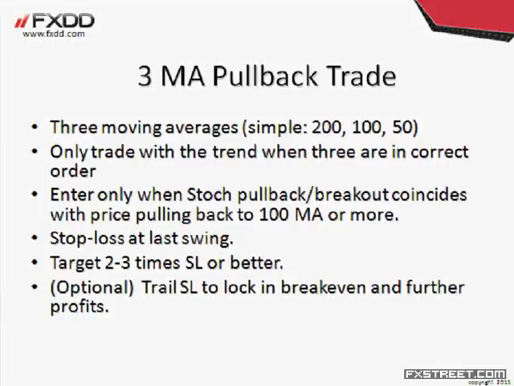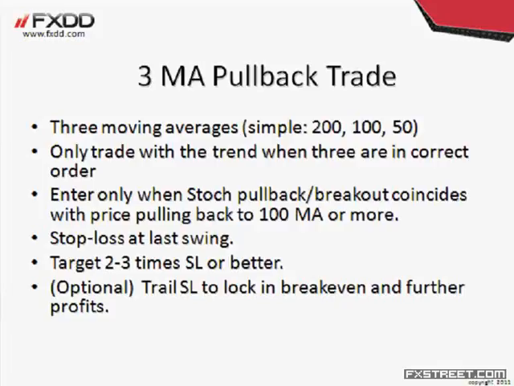Okay, so 3 moving averages. I only trade with the trend when the 3 are in correct order, what I call COMA, correct order of moving averages, C-O-M-A. Funny name, but it makes a lot of sense. What is COMA? What is correct order of moving averages? In an uptrend, you have the longest moving average on the bottom followed progressively higher by shorter moving averages. That's an uptrend. So you have a 200 moving average on the bottom, and then above that is the 100-period moving average. Above that is the 50 moving average. I like to see separation between those moving averages and the correct order.